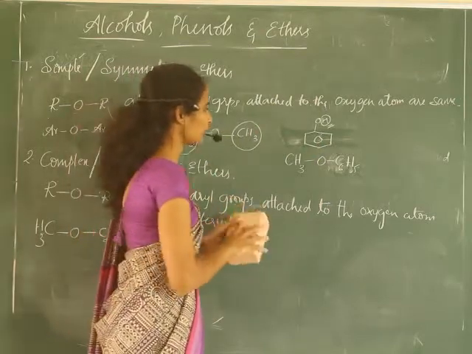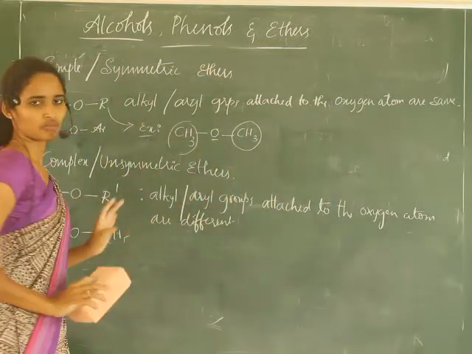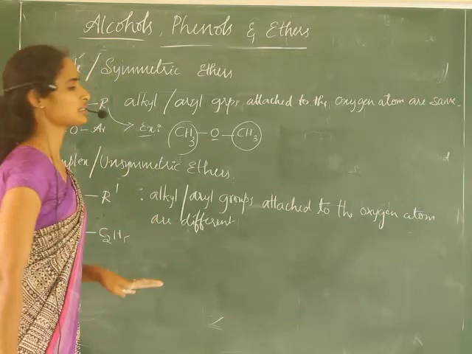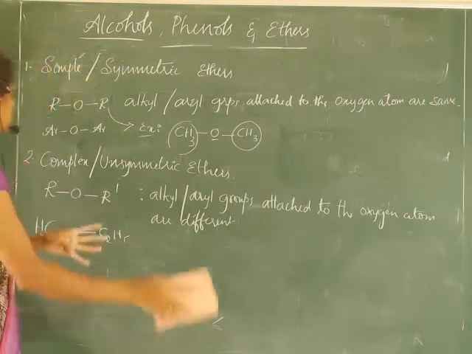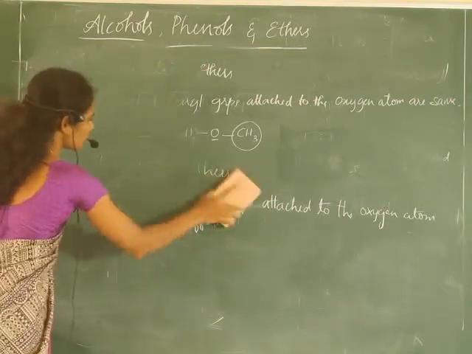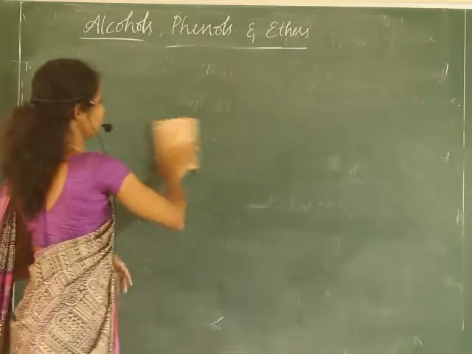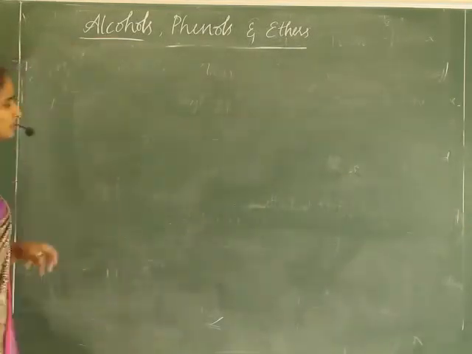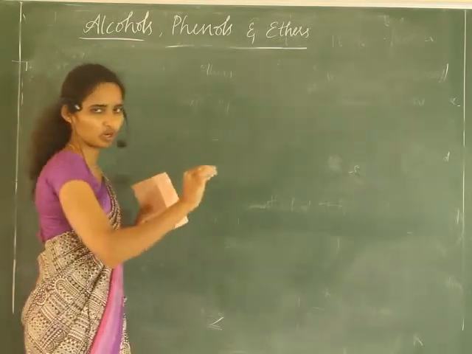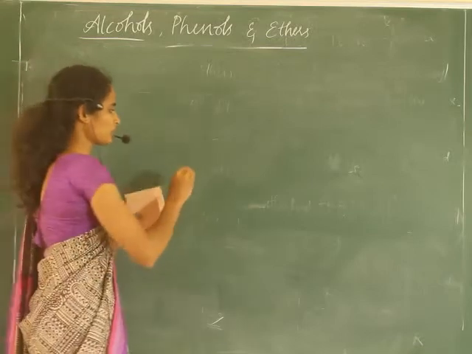In two ways you can define these ethers. This is about classification of ethers: one is simple, symmetric, and the other is complex or unsymmetric ethers. So far we learned about classification of alcohols and phenols as well as ethers. So don't forget, it's a general formula. Whenever you see aliphatic with OH, it is alcohol; aromatic with OH directly attached, it must be directly attached like this.